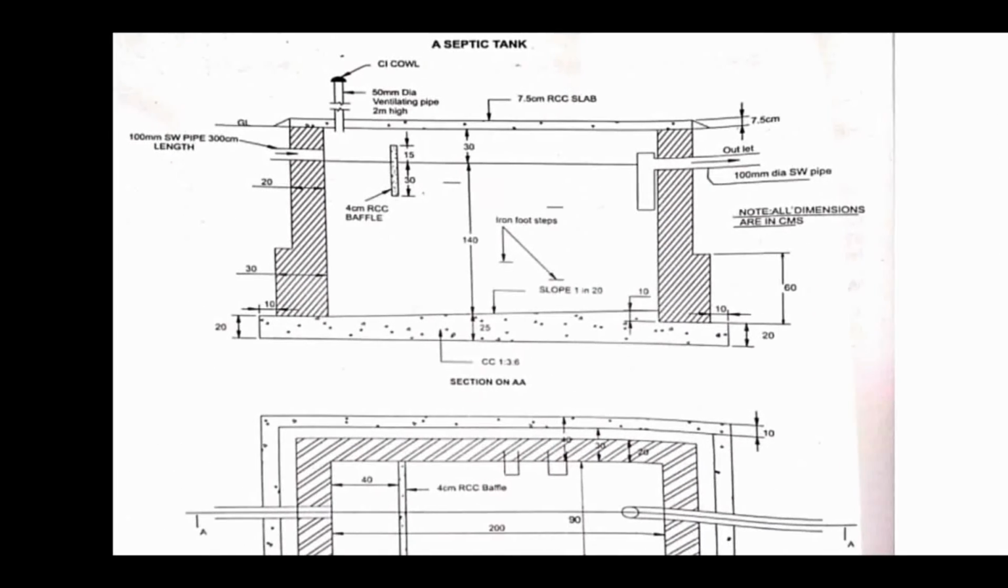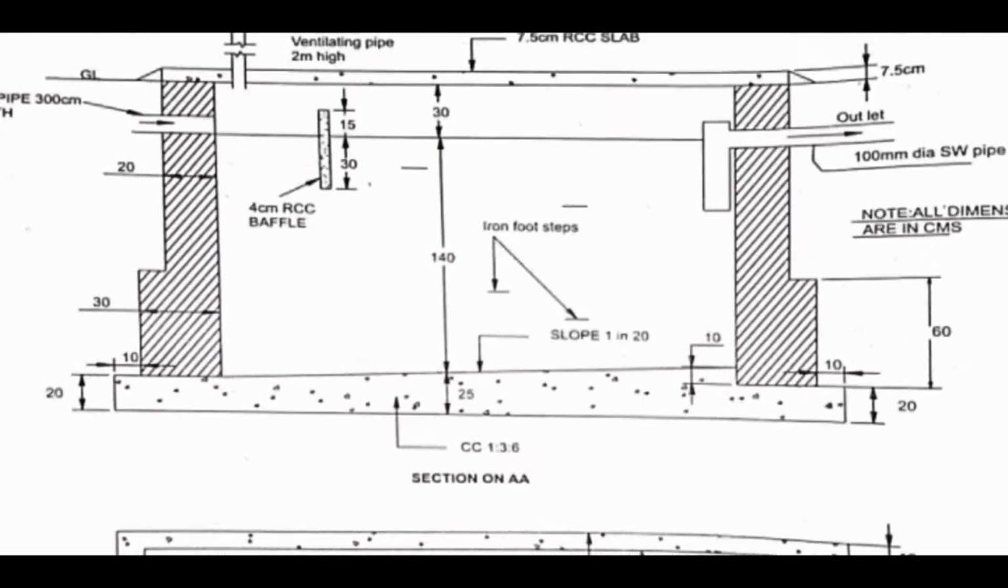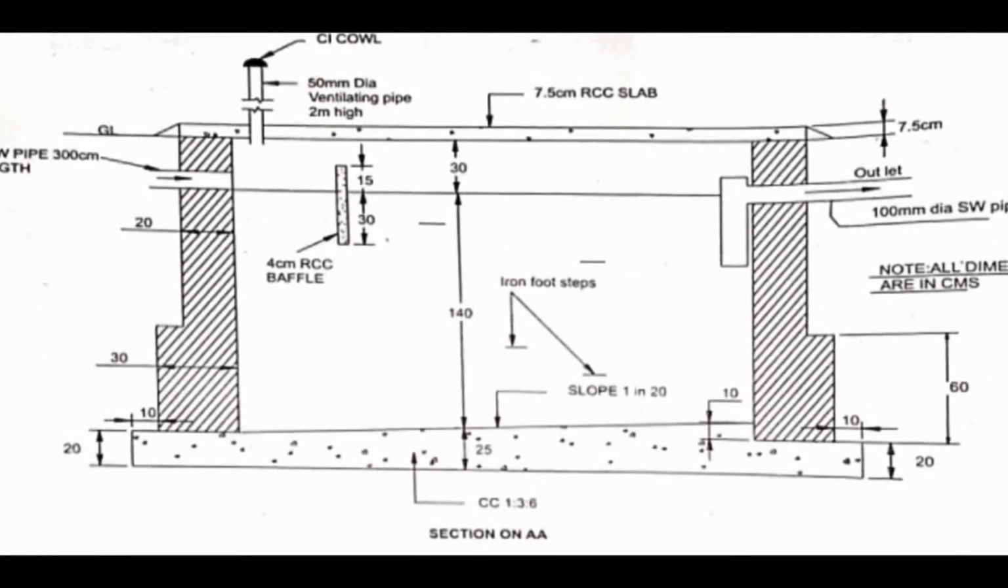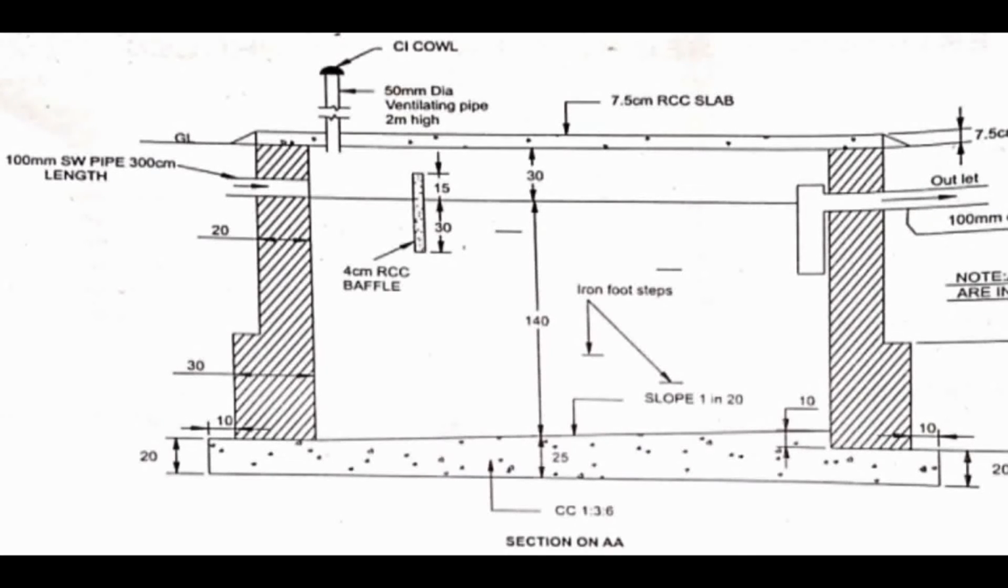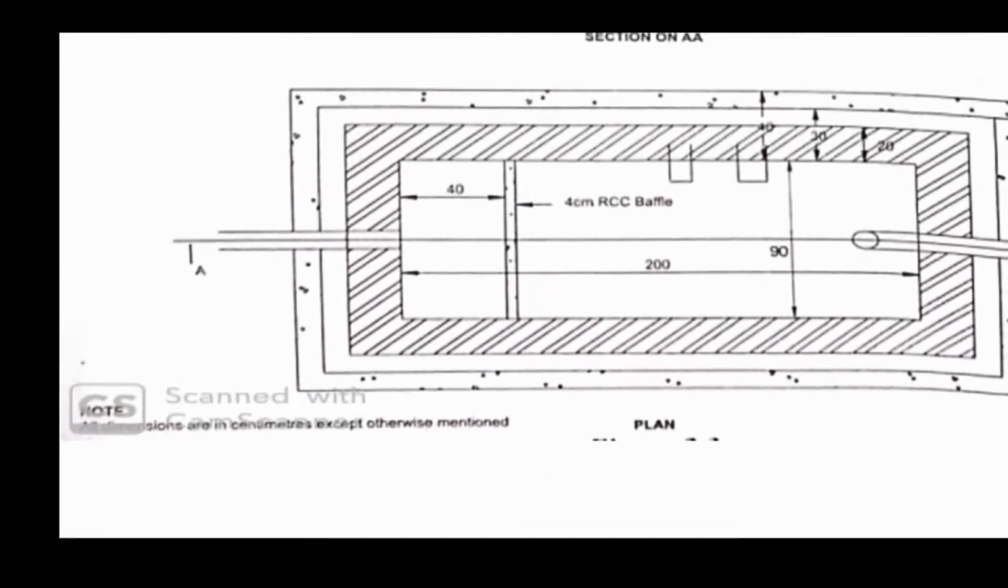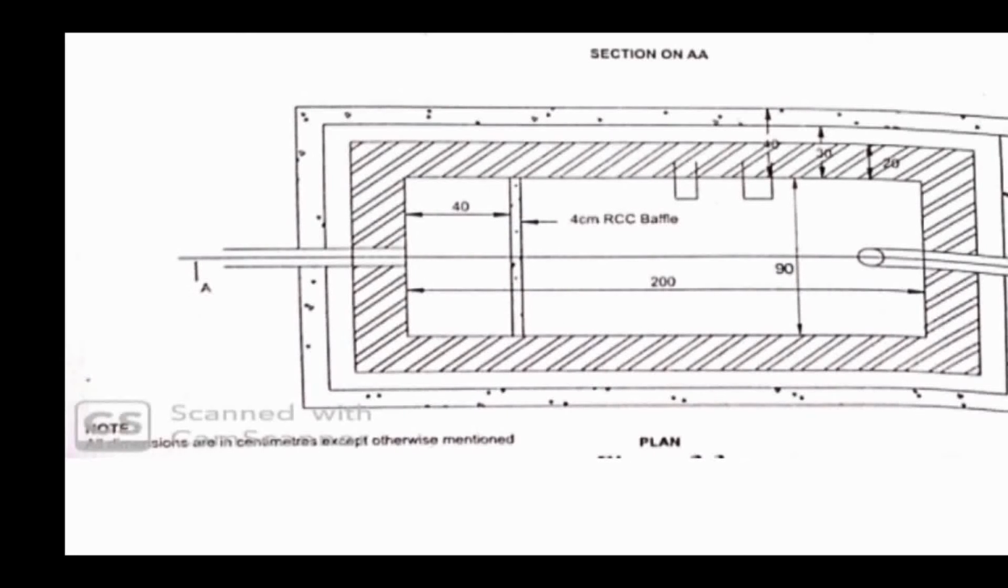and the depth I want. So here you can see in this plan section, in this section you can see what is the inner depth. You can see here below ground level it is 30, 140 and 25. Whatever it is there, it is the dimension which is given in centimeter, right?